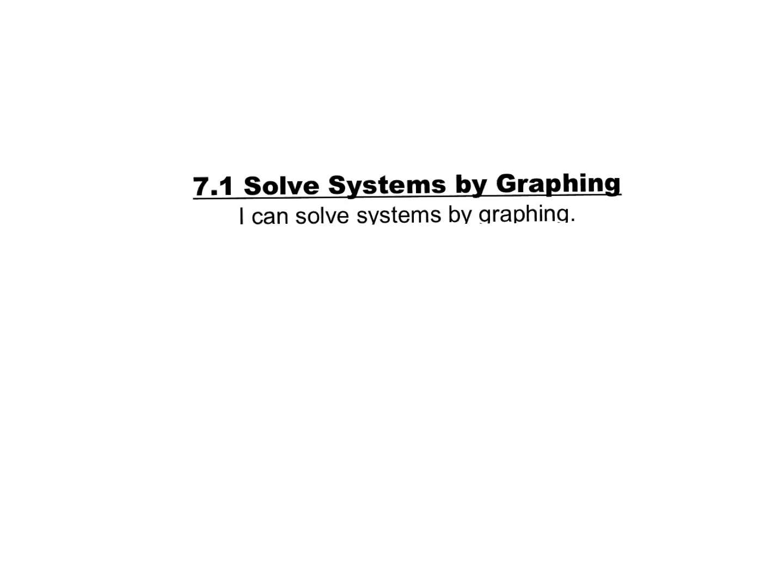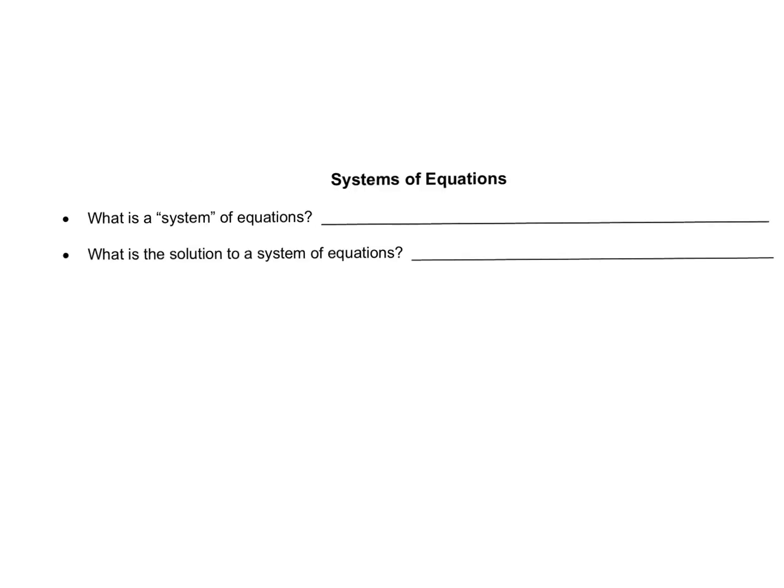In this lesson, we're going to take a look at solving linear systems by graphing. All right, so what is a system of equations? Well, a system of equations is the solution to two or more equations. And the solution ends up being an ordered pair. It's in the xy coordinate.